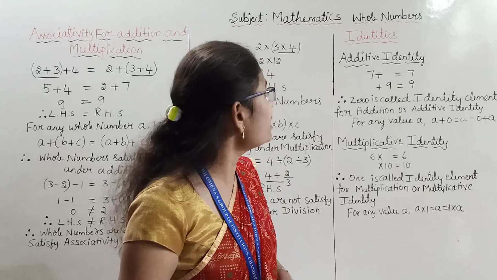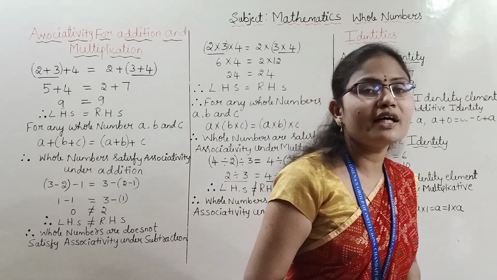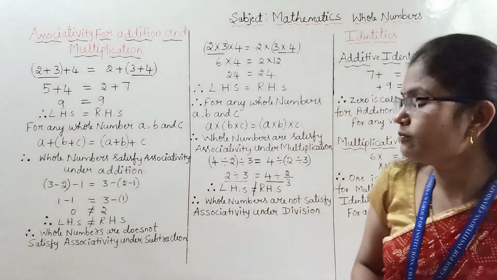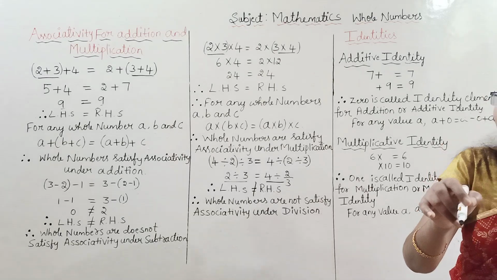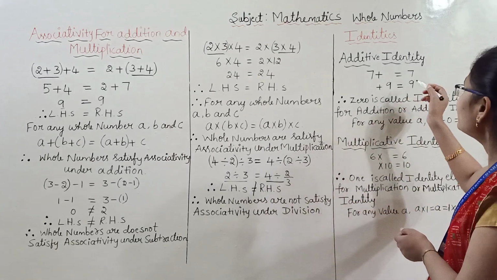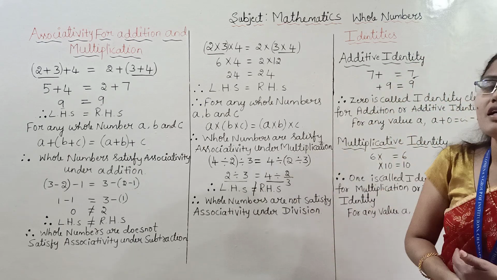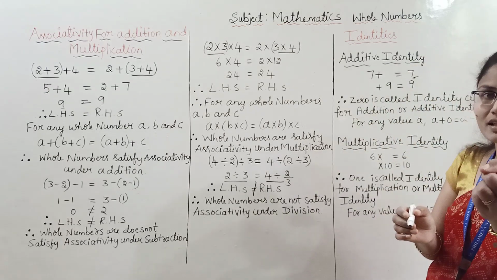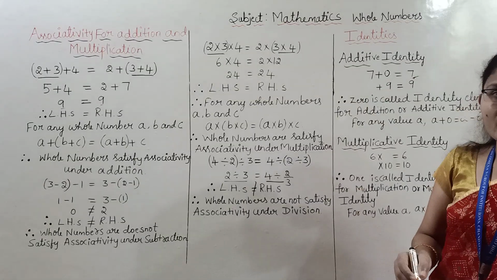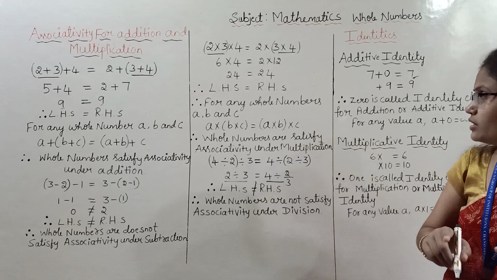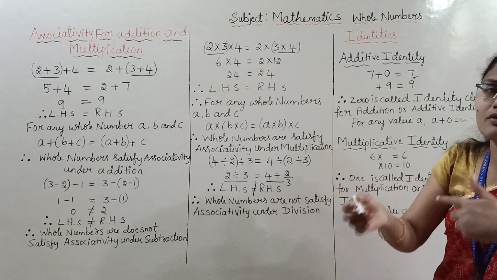First we will go for additive identity. Additive identity is nothing but, you can see here, some examples I have taken. Here, 7. For 7, which number if you add will give the sum as 7 only? That is none other than 0. If 0 is added to 7, you will get 7 only.